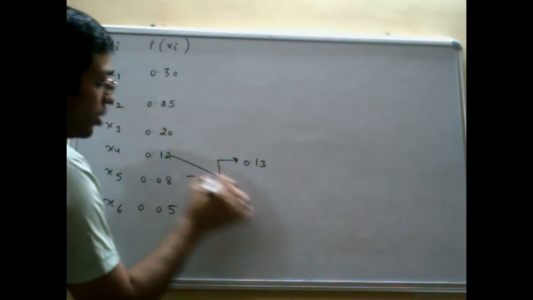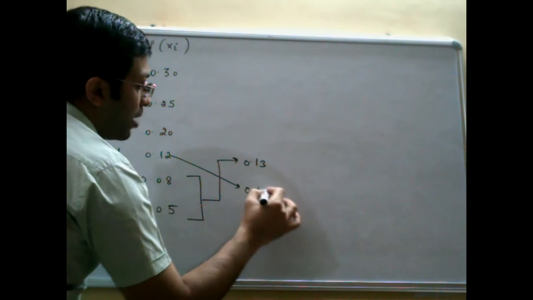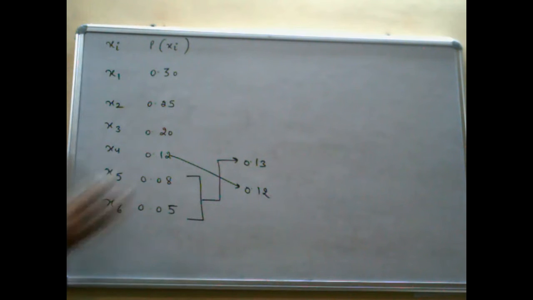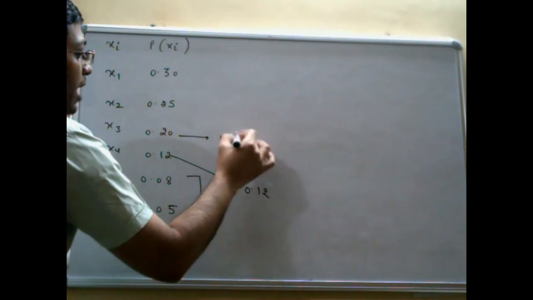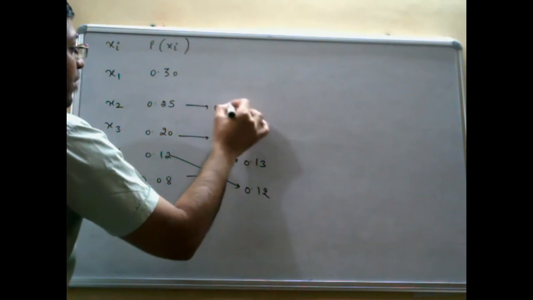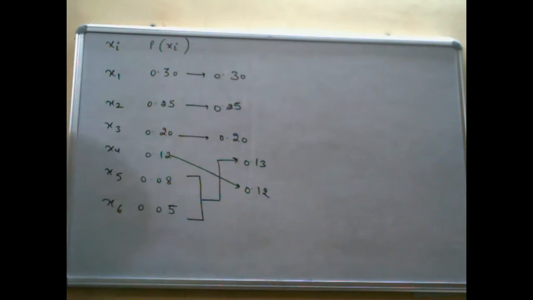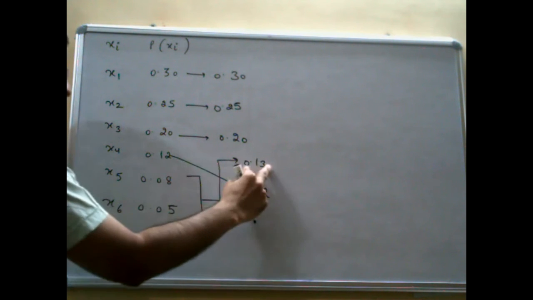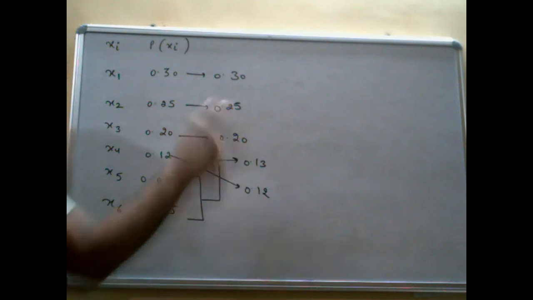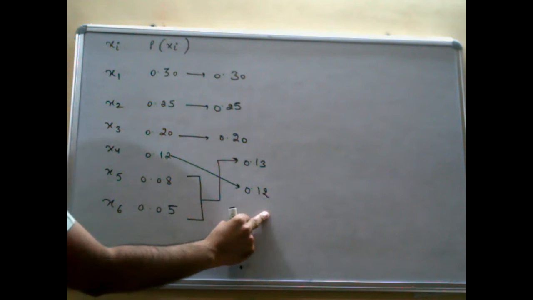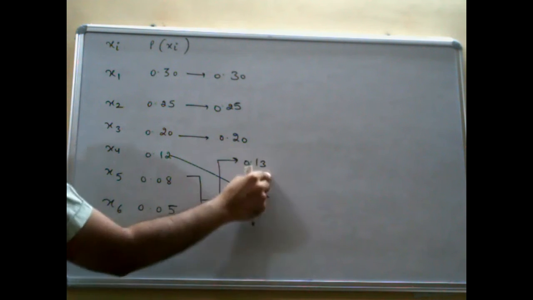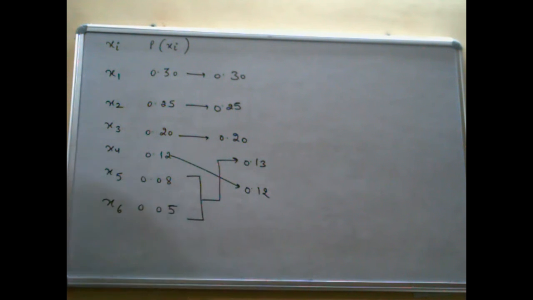0.13, and 0.12 will come here. Okay, 0.2 will be as such, 0.25 will be as such, 0.3 will be as such in the next phase. Add these two, and if the result is greater, put it above. If the result is smaller, put it in the same place only. So it is greater, it comes here, and 0.12 will go here.